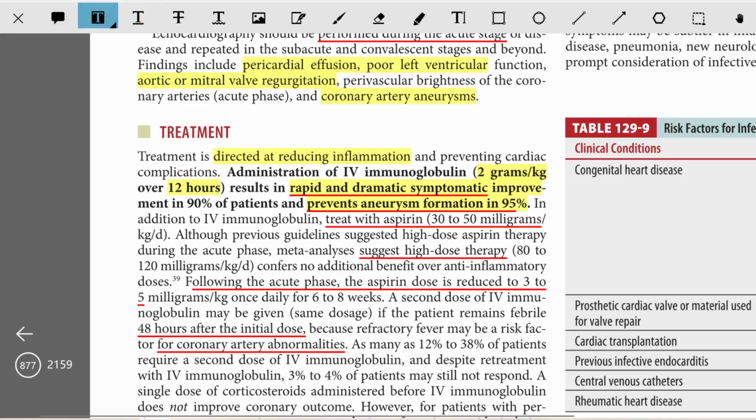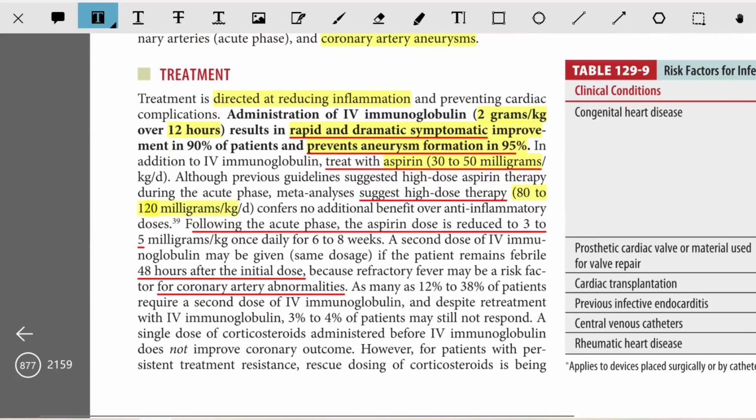That's very important. In addition to IV immunoglobulins, treatment with aspirin 30 to 50 milligrams per kg per day. All the previous guidelines suggested high dose aspirin therapy during the acute phase. Meta-analysis suggests high dose therapy of 80 to 120 milligrams per kg confers no additional benefit over the anti-inflammatory doses. Following the acute phase, the aspirin dose is reduced to 3 to 5, that is 10 times lower, once daily for 6 to 8 weeks.